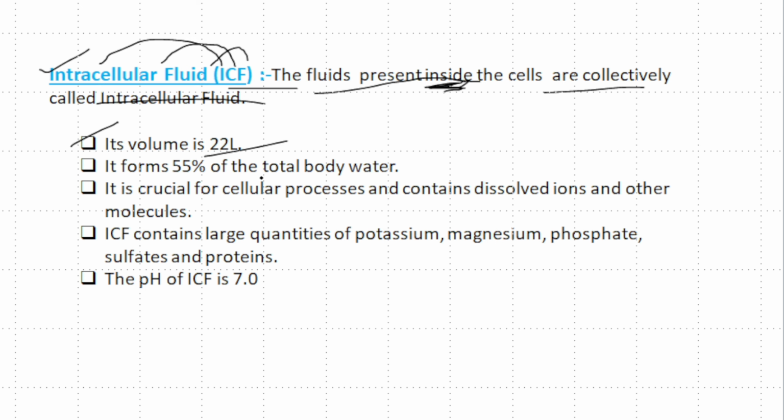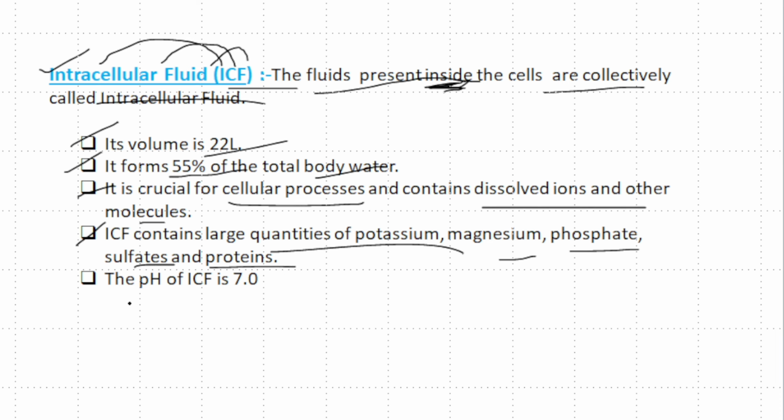The volume of intracellular fluid is 22 liters and it forms 55% of the total body water. It is crucial for all cellular processes and contains dissolved ions and other molecules. ICF contains large quantities of potassium, magnesium, phosphate, sulfate and protein, and the pH of ICF is 7.0.